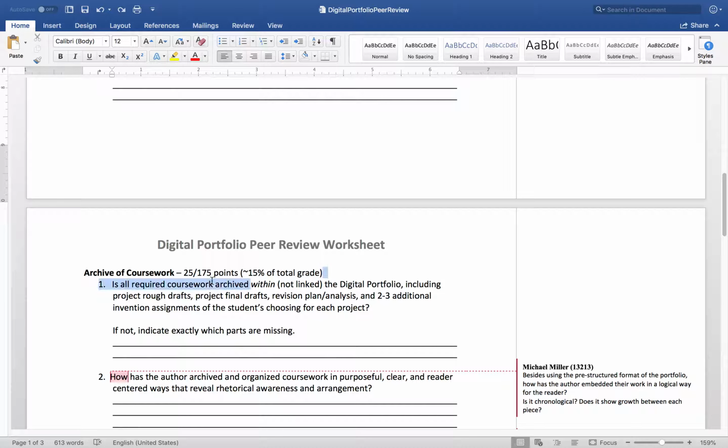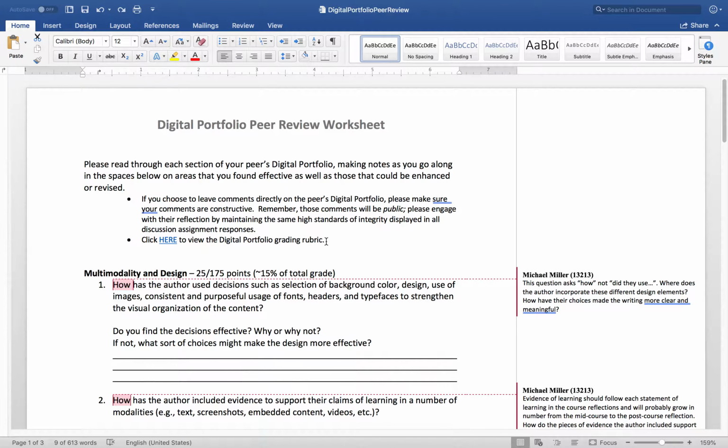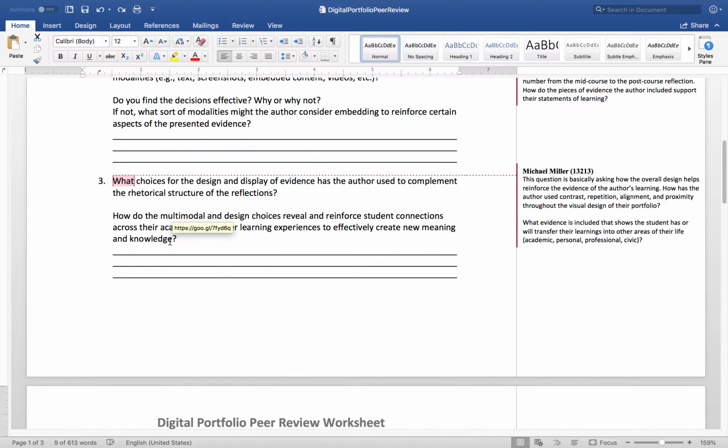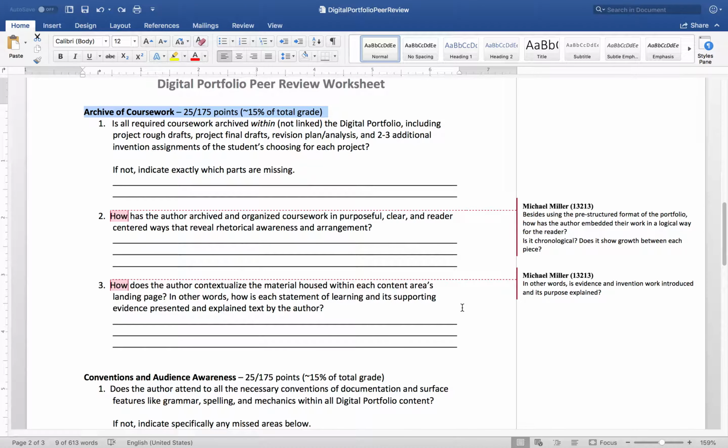The other thing I do want to point out is that all of these questions are taken directly from the portfolio rubric, which we have embedded at the top of the worksheet. So if you do have any questions, the rubric would be another good place because, again, all of these questions were pulled directly from the rubric.